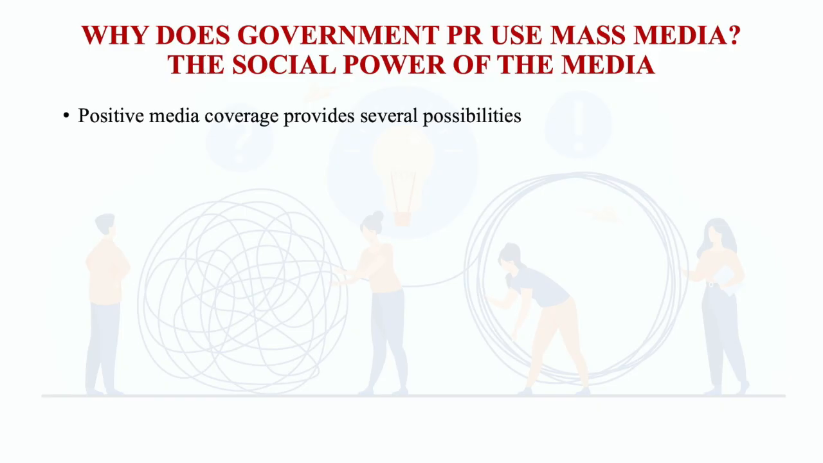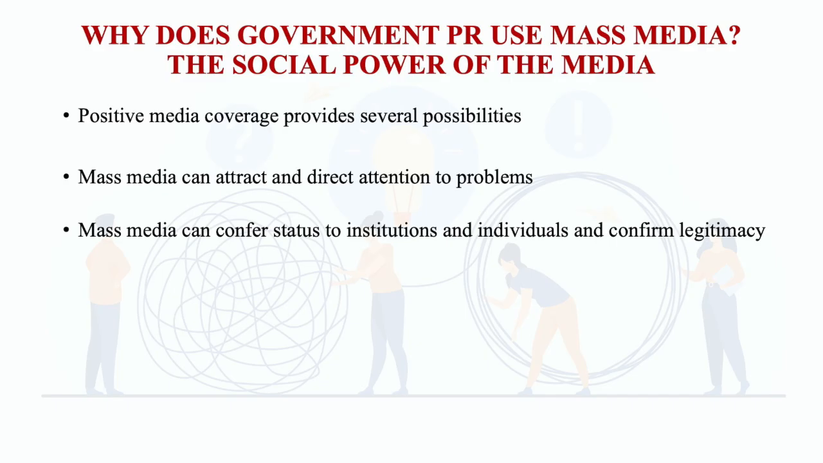So why does government PR use mass media? I mean, they can have their own channels. So mass media has a very important role to play. The social power of the media. Positive media coverage provides several possibilities. Mass media can attract and direct attention to problems. Mass media can confer status to institutions and individuals and confirm legitimacy. What appears in the media is seen as legitimate. You may like it or not, you may agree with it or not, but because it has appeared in the media, it has got the stamp of legitimacy.